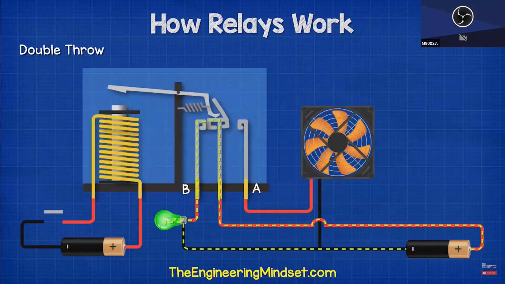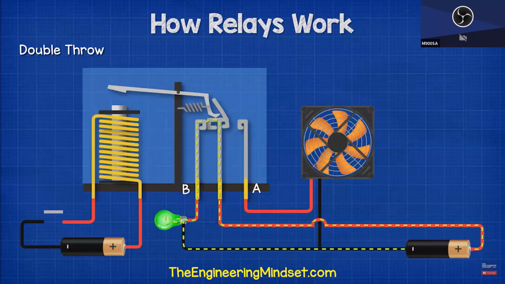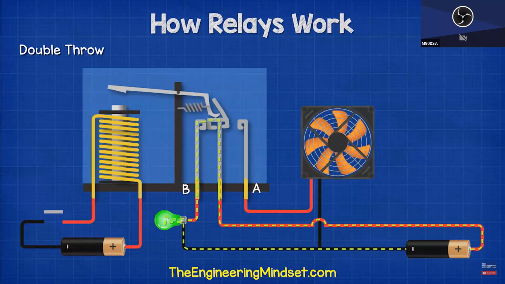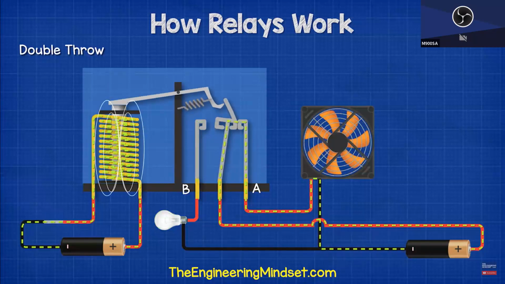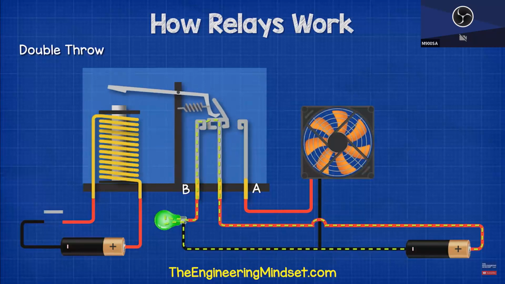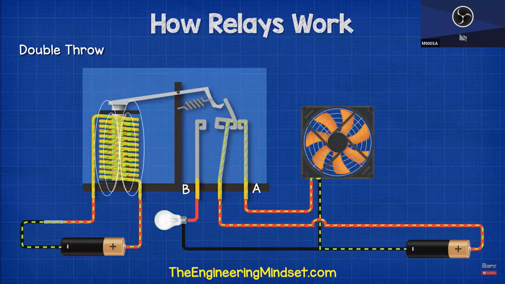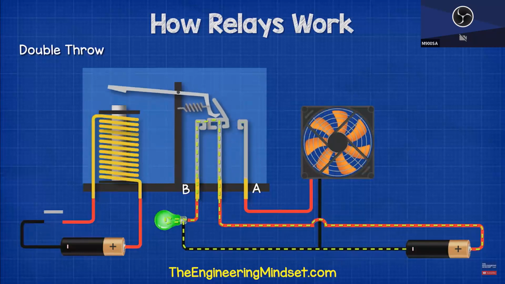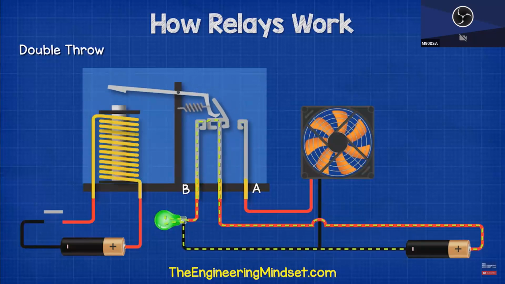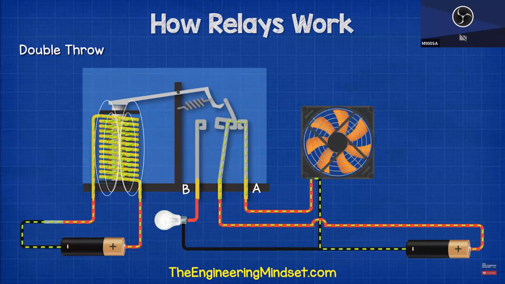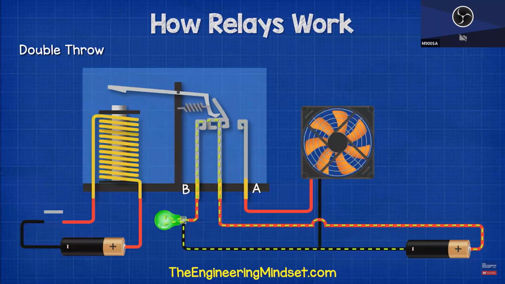In this example, when the primary circuit is open, the spring on the secondary side pulls the contactor to terminal B, powering the lamp. The fan remains off because the circuit is not complete. When the primary side is energized, the electromagnet pulls the contactor to terminal A and diverts electricity, this time powering the fan and turning the lamp off. So we can use this type of relay to control different circuits depending on an event.